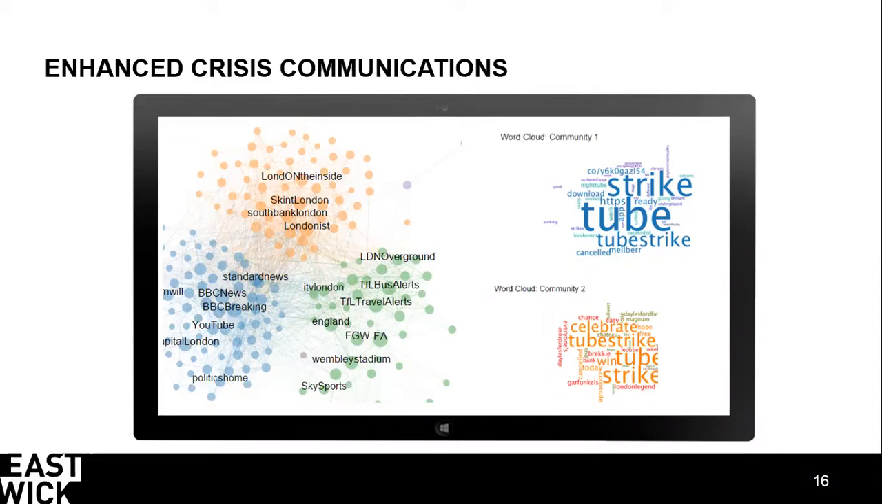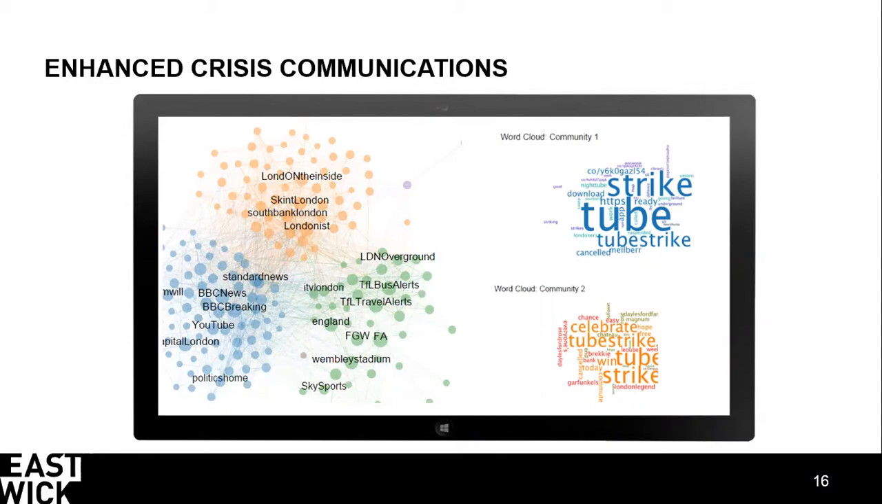So you can see on the right-hand side, the upper is the word cloud for the blue community, and the one on the lower right is the word cloud for the orange community. You can actually see what's being said inside those communities to help give you strategy into what you're going to say to these people to help alleviate the situation. One thing I really like about tools such as the one you're seeing right in front of you is it allows you to tailor your response to different communities and actually get to the heart of the real issues that people really care about.